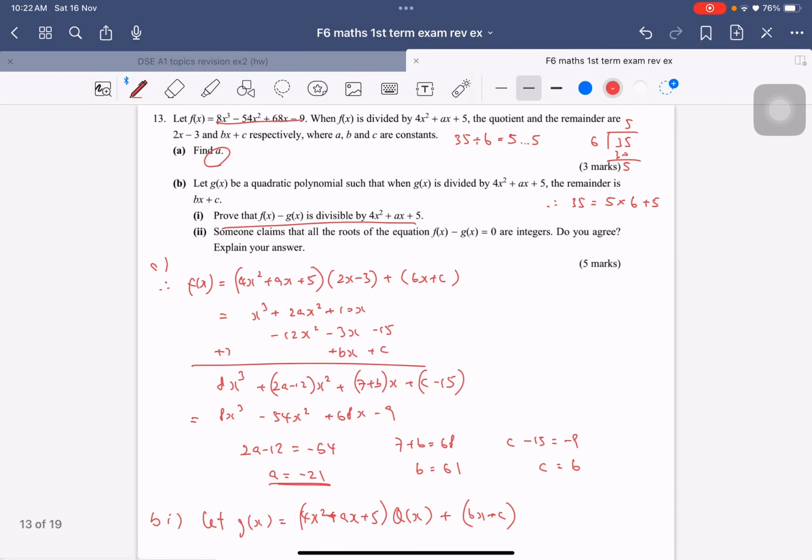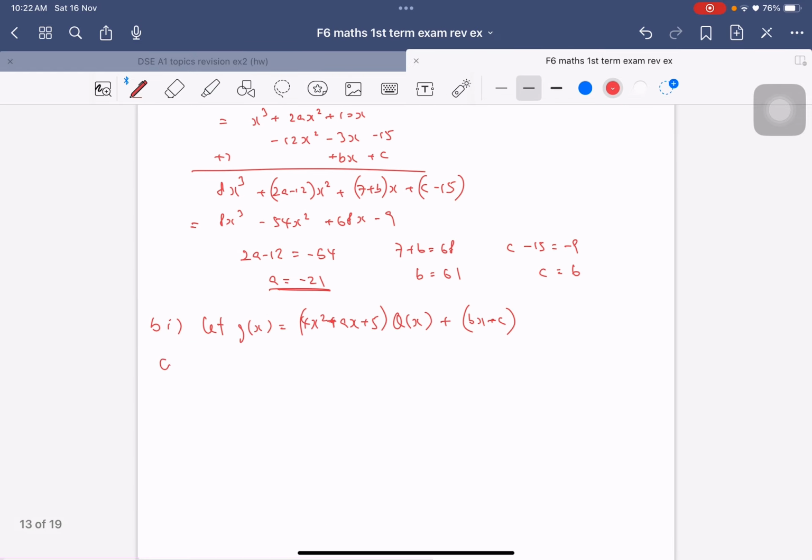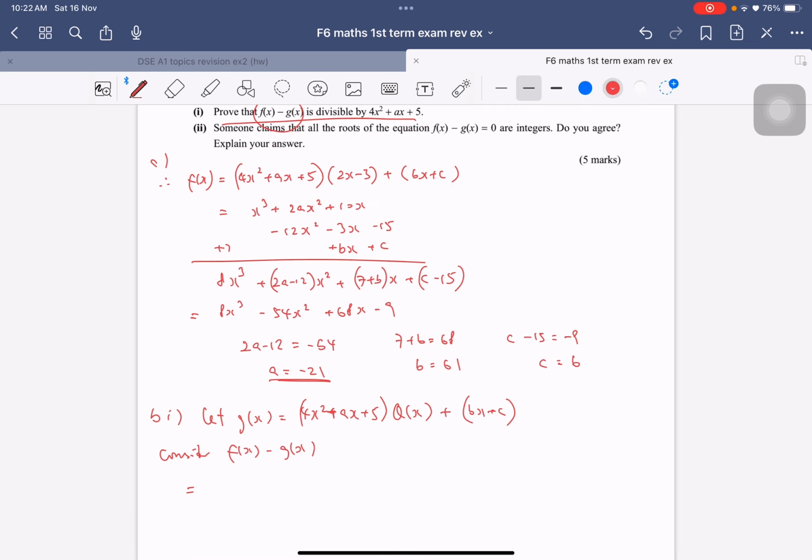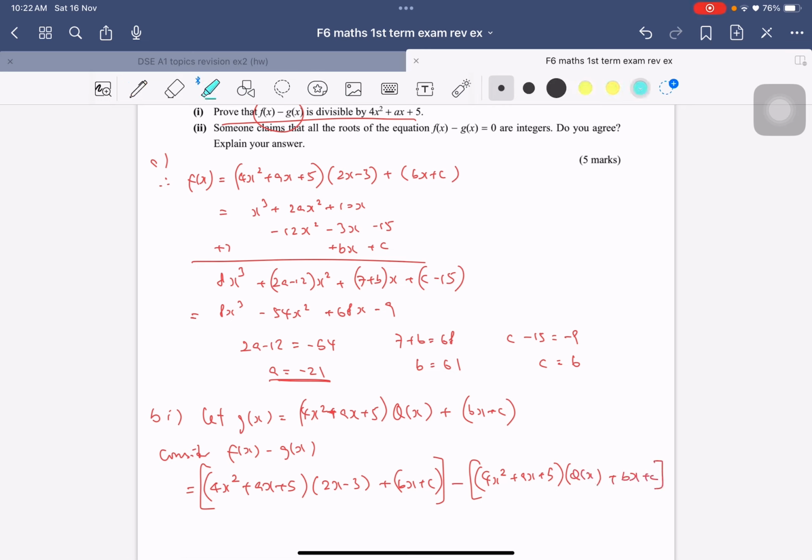They're asking about f(x) minus g(x), so we can consider that. f(x) is going to be (4x squared plus ax plus 5) times the quotient, which is 2x minus 3, plus bx plus c. And then they ask you to minus g(x), so I copy down the whole thing here: minus (4x squared plus ax plus 5) times q(x), since I don't know the quotient of g(x), plus bx plus c. Bear in mind, this is your f(x), and the right part is your g(x).